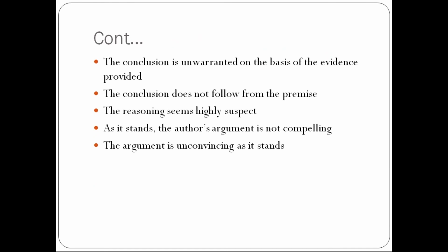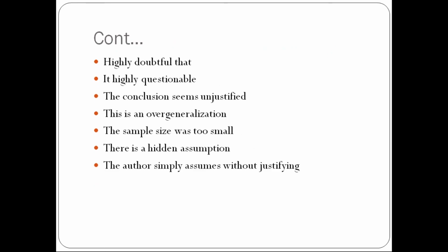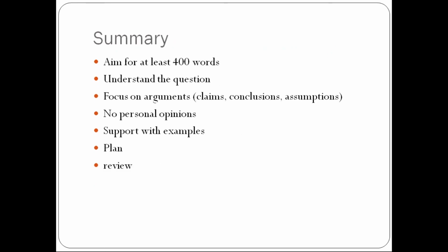So the conclusion is unwarranted on the basis of the evidence provided. The conclusion does not follow from the premise. The reasoning seems highly suspect. As it stands, the author's argument is not convincing or compelling, and the argument is unconvincing as it stands. Right. So in sum, aim for at least 400 words. Make sure you understand the question. Focus on the arguments, no personal opinions, support with examples, plan your essay, review and reread.